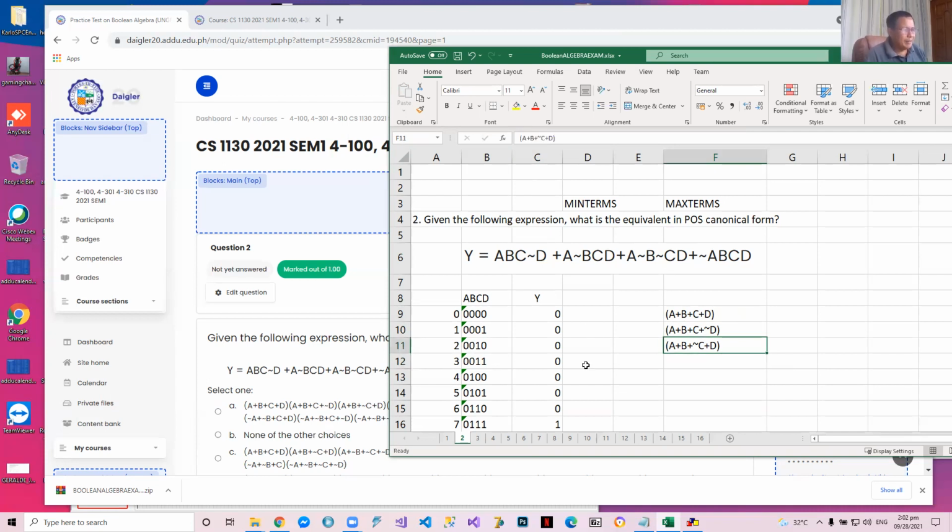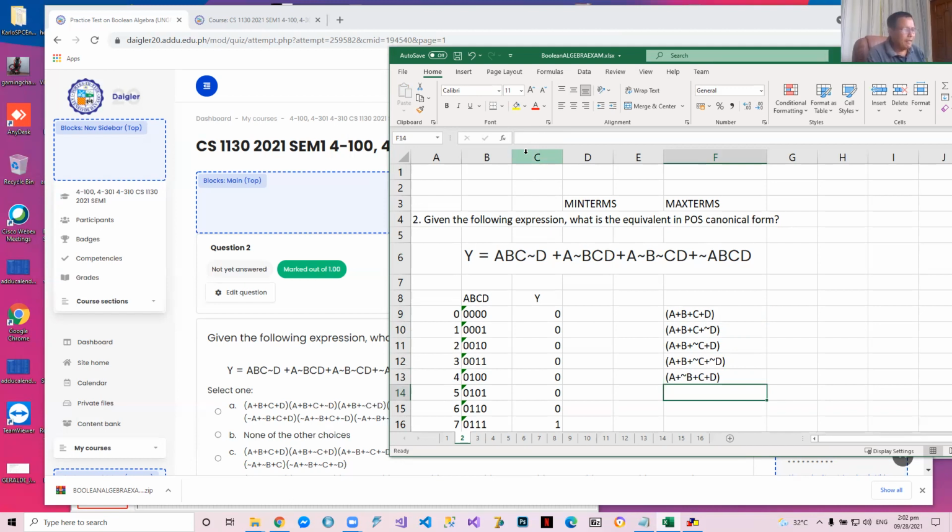And then we can copy this. The fourth one is also a complemented variable, so you just put a not D there. To make things faster, now for this, B should be complemented. So we just copy this. Only B is complemented, so we'll just change it. This is not B. Do you follow?